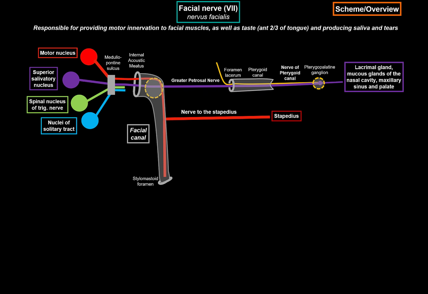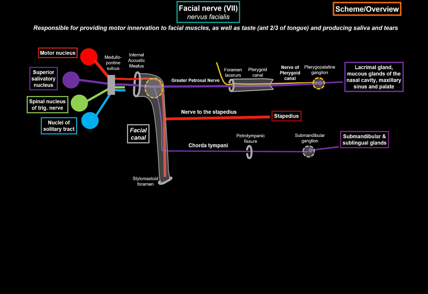Fibers from the superior salivatory nucleus will also branch off and give a nerve called the chorda tympani. Chorda tympani exits the skull, passing through the petrotympanic fissure to enter the infratemporal fossa and terminate in the submandibular ganglion, which then sends off postganglionic fibers to innervate the submandibular and the sublingual salivary glands.